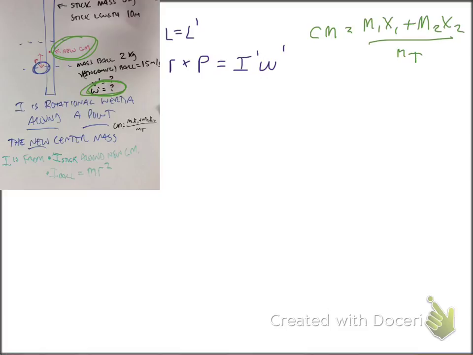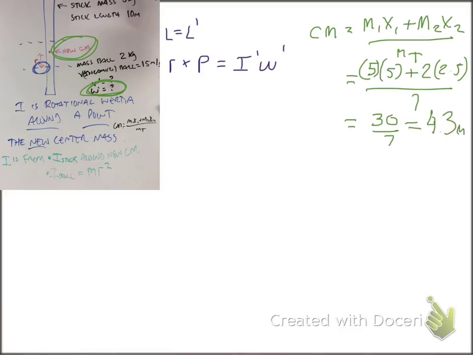So to get r, you have to find the distance from the new center of mass to where the ball hits. So you have to calculate the center of mass first, and we find that the center of mass is going to be 4.3 meters from the bottom of the stick. That's what I use for my frame of reference. So r is the distance from that center of mass point, and if it hits at 2.5, that's going to be 1.8 meters.